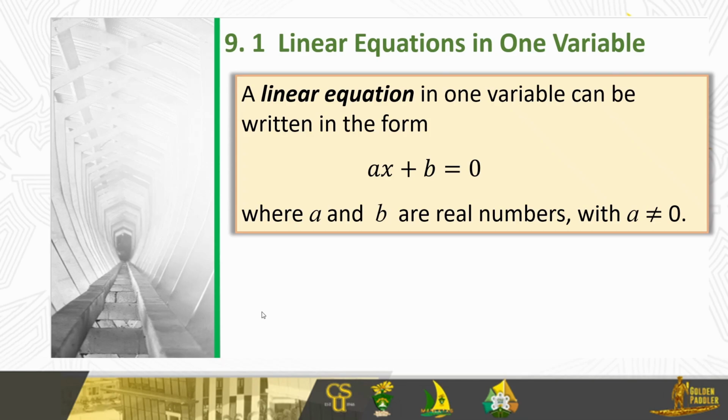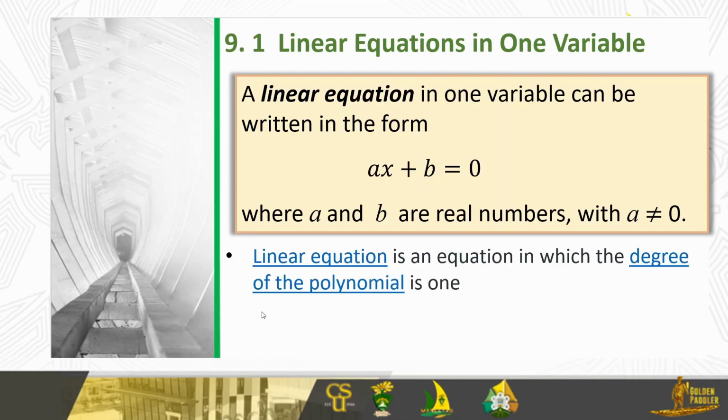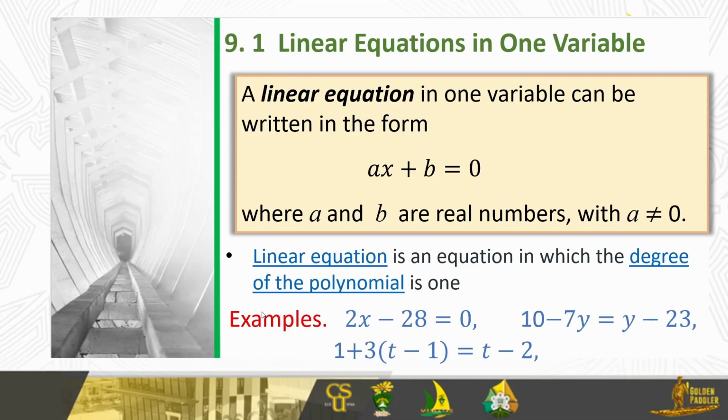We define a linear equation in one variable as an equation that can be written in the form ax plus b equals 0, where a and b are real numbers with a not equal to 0. It is called linear because the degree of the variable x is 1. Some examples are 2x minus 28 equals 0, and this is in standard form. Another example in variable y, and another example in variable t.